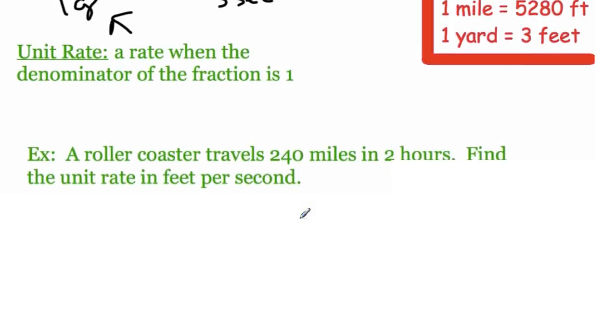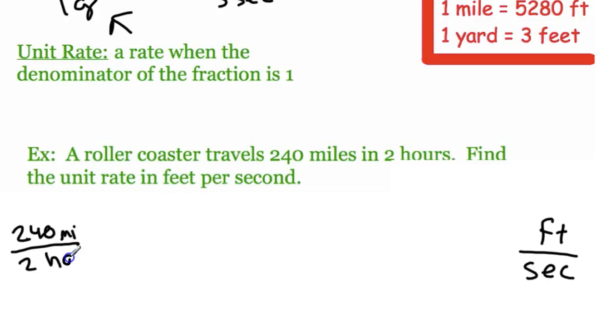So I know my answer should be in feet per second. So I'm going to write that over here. I'm starting off with 240 miles for 2 hours. I'll write the whole thing in miles. So my goal, that's a fraction bar, is to change this into feet per second. I can do that by changing these units.